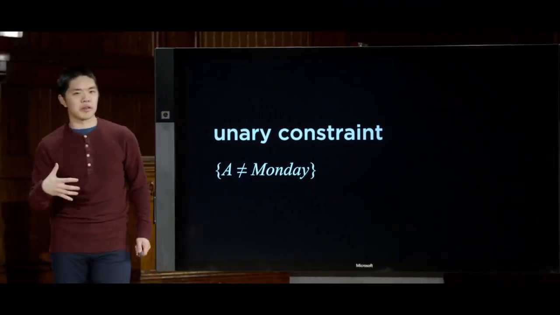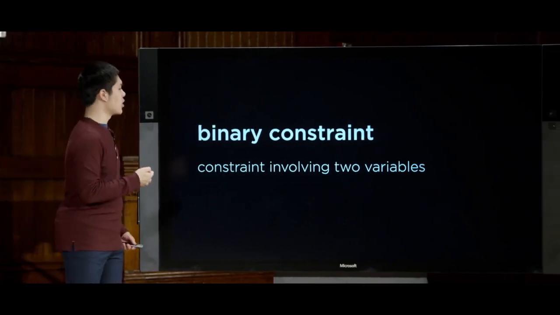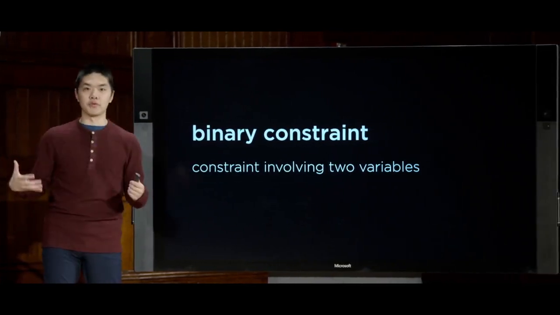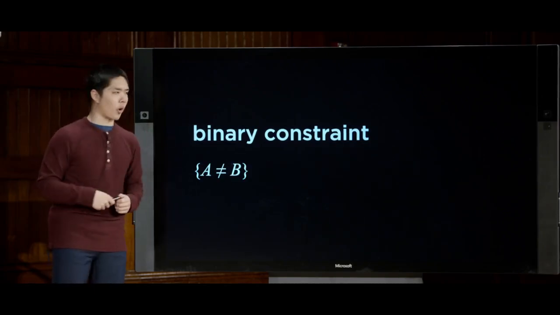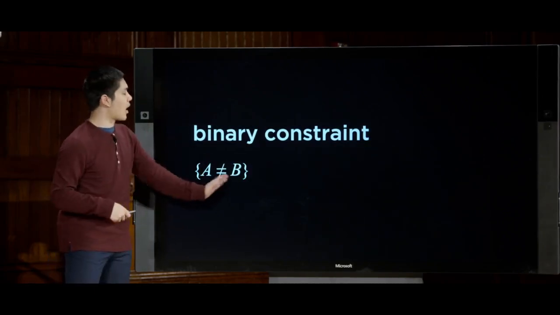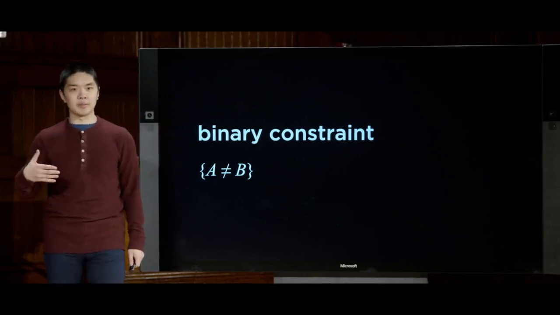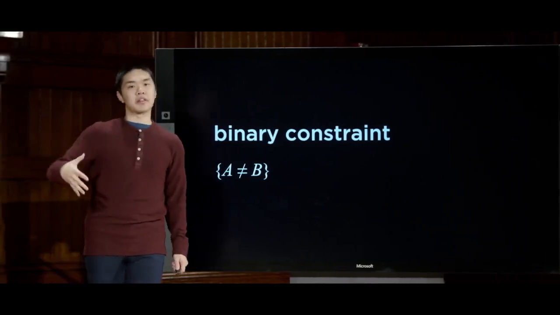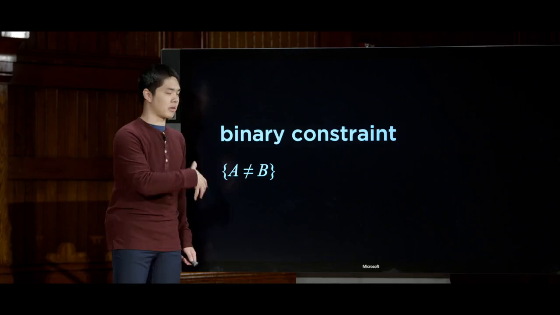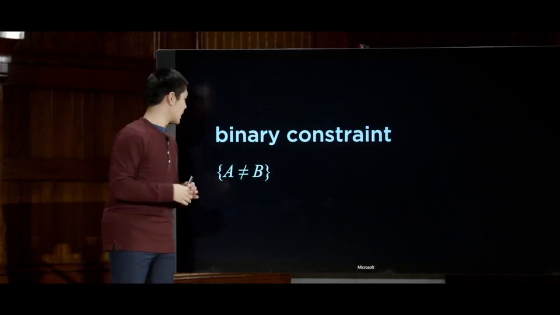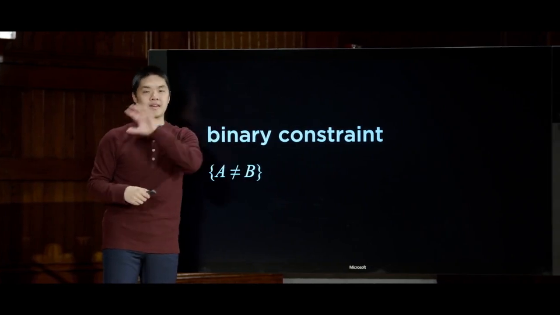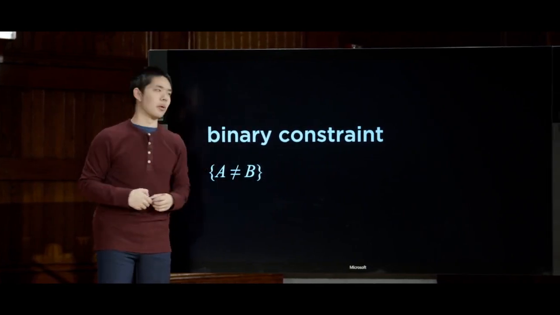And this is in contrast to something like a binary constraint, which is a constraint that involves two variables. So this would be a constraint like the ones we were looking at before, something like A does not equal B, is an example of a binary constraint because it is a constraint that has two variables involved in it, A and B, and we represented that using some arc or some edge that connects variable A to variable B.